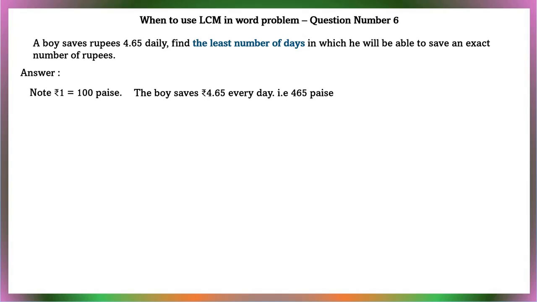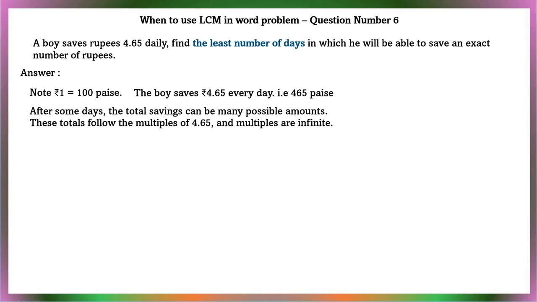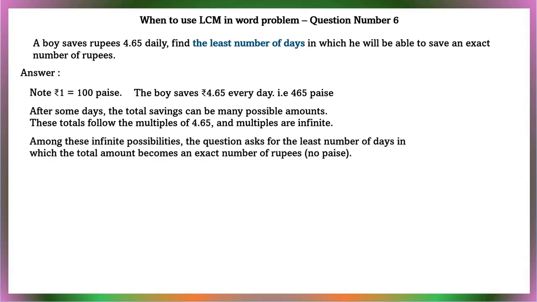That is 465 paise. After some days, the total savings can be many possible amounts. These totals follow the multiples of 4.65, and multiples are infinite. Among these infinite possibilities, the question asks for the least number of days in which the total amount becomes an exact number of rupees.